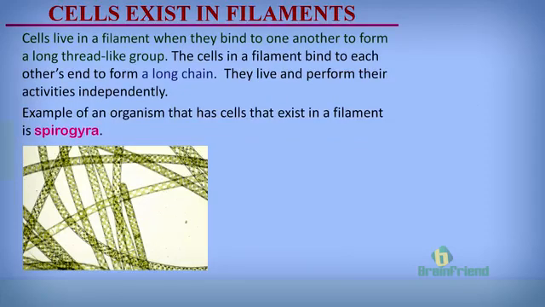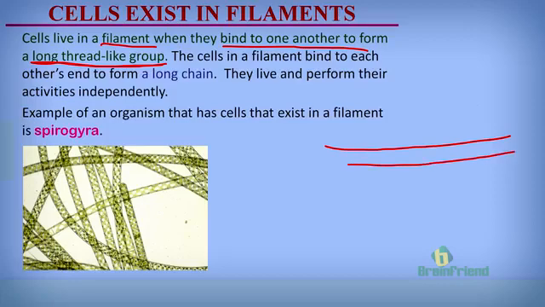Okay, now we're looking at cells in filaments. Cells live in filaments when they bind to one another to form a long thread-like group. Remember, in the case of a colony, we say they form a small group. It does not matter their shape or their form. But in the case of a filament, they form a thread-like group. So when you have cells coming together to form a long strand, we call that a filament.